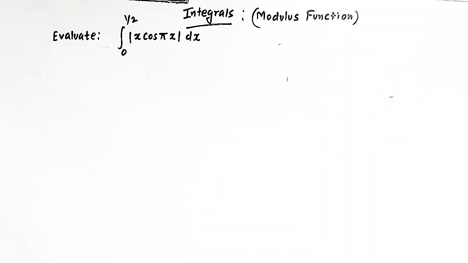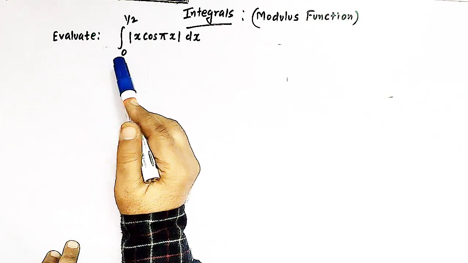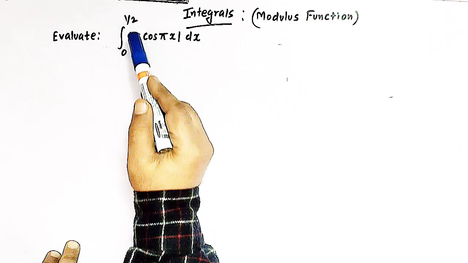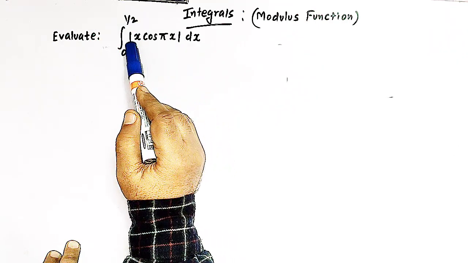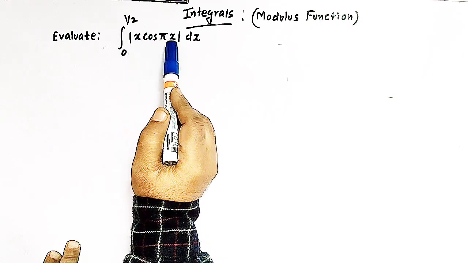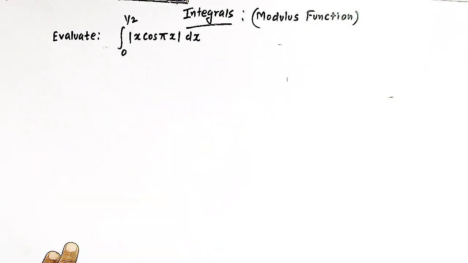Hello viewers, in today's session we are going to discuss an important and conceptual problem from definite integrals involving the modulus function. So here we have to evaluate this definite integral where the limits are from 0 to half and the integrand is a mod function, right? So here we have mod of x times cosine pi x dx, and we'll solve this definite integral using three important concepts, including the method of substitution in integration, right?